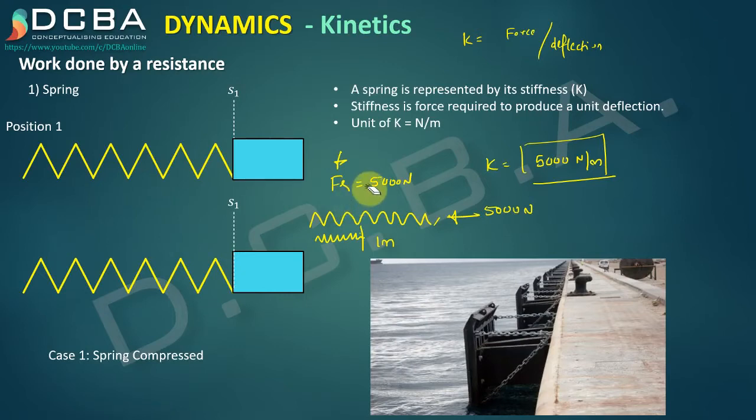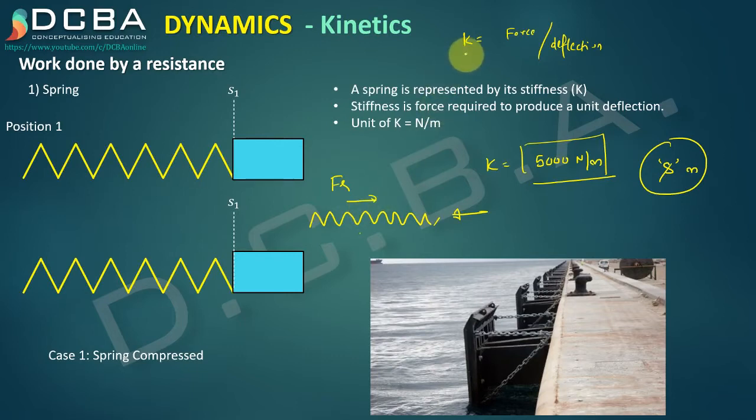Okay, in general terms, if I want to find this resistance force for a deflection of s meters, how much will this resistance force be? For finding this resistance force, first I need to find how much force I need to apply to cause this s meter of deflection. So again, going by the definition of K as force per deflection, K is equal to F by S. So F is equal to K into S.